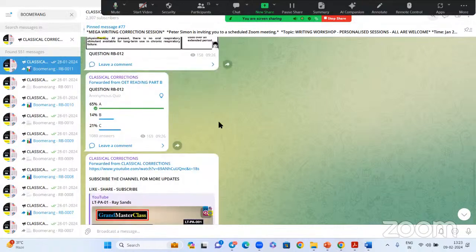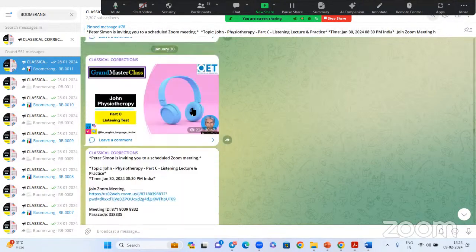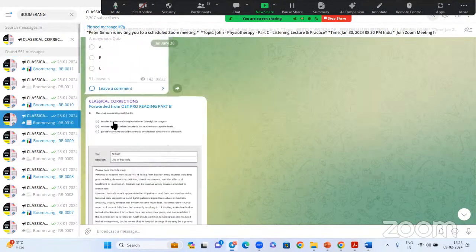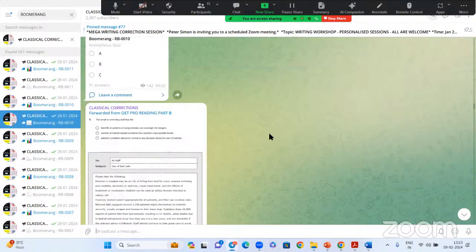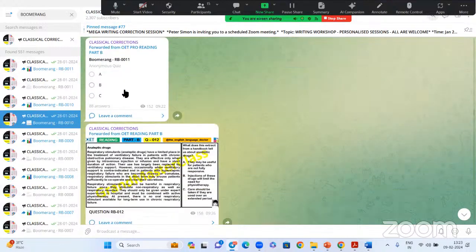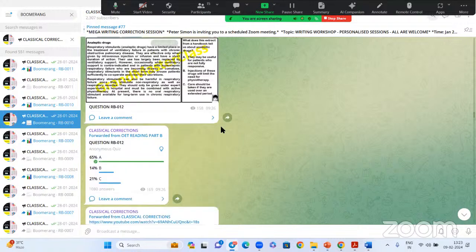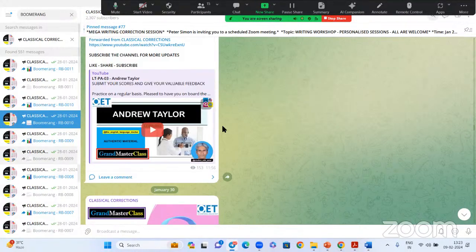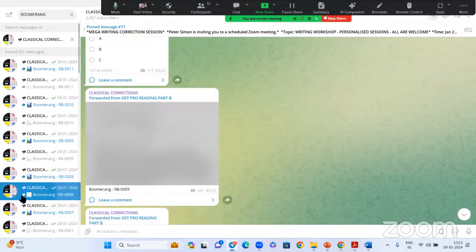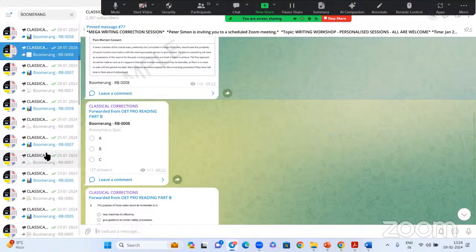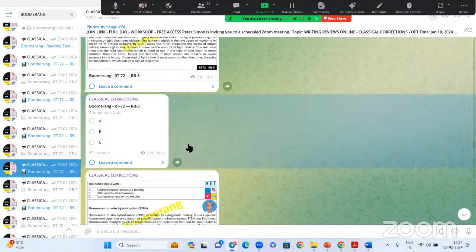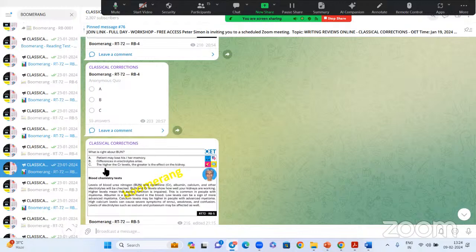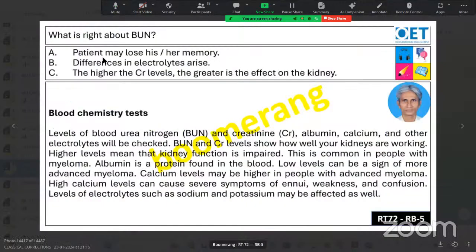So 40 and 60. Below 40 is very difficult. If somebody is getting marks below 40, see, for example, you can check this answer. And you can answer all these questions. Lot of questions are there. You can read this question.